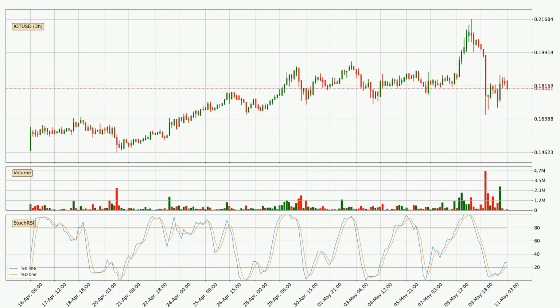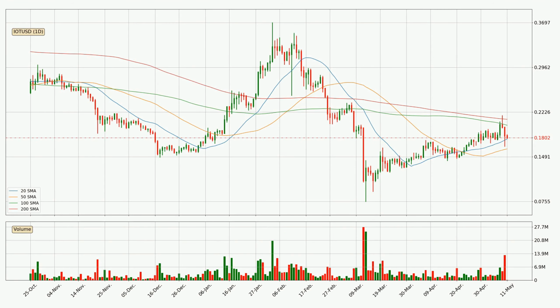Looking at the 3-hourly stochastic RSI, there are no signs of the stochastic RSI being oversold or overbought at this time, but because the %K line is over the %D line, we can deduce that the trend is currently on the up. Moving to the daily simple moving averages, the current price is between the 20 and the 100 SMA.